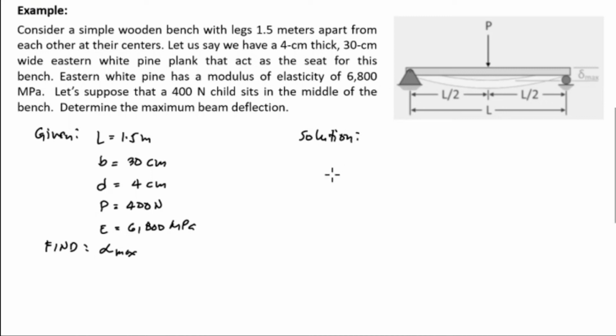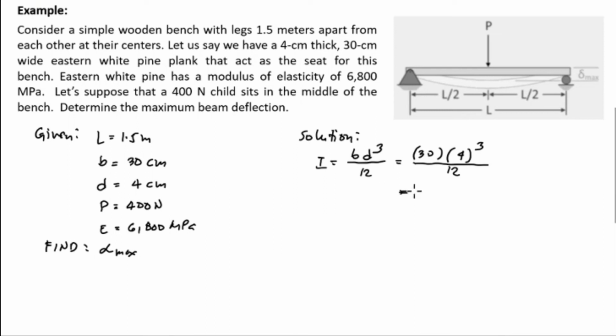First, we need to determine the value for moment of inertia, I. And we're using a plank, which means it is a rectangular beam. And we have the base and the depth. The formula for moment of inertia of a rectangle is b d cubed all over 12. And then we substitute the values for b and d. B is 30 centimeter, and we multiply by the depth, which is 4 centimeter, cubed. And then we divide by 12.